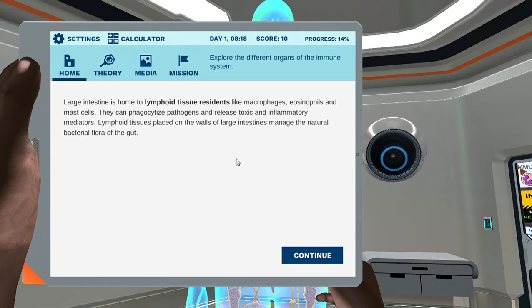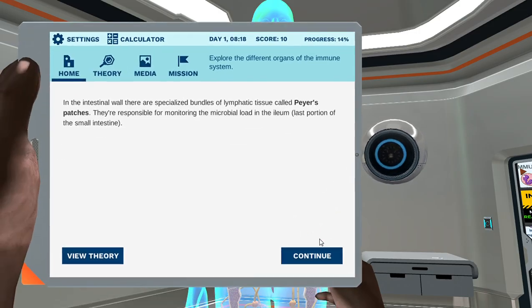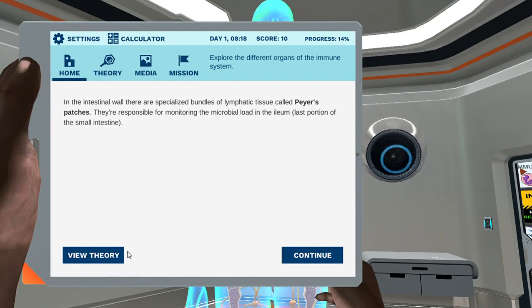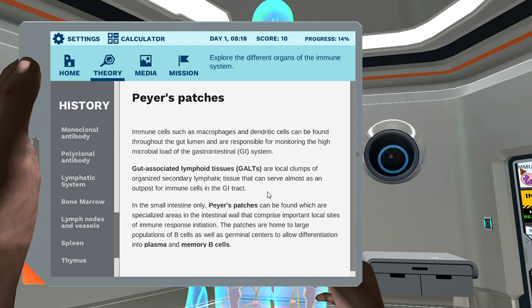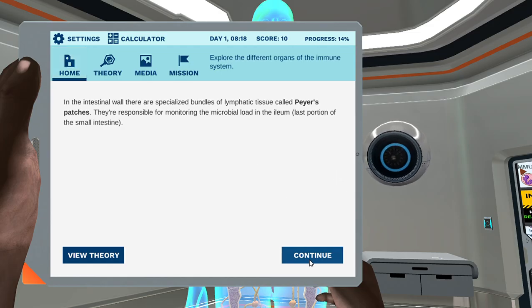Large intestine is home to lymphoid tissue residents like macrophages, eosinophils, and mast cells. They can phagocytize pathogens and release toxic and inflammatory mediators. In the intestinal wall, there are specialized bundles of lymphatic tissue called Peyer's patches. They're responsible for monitoring the microbial load in the ileum, the last portion of the small intestine.